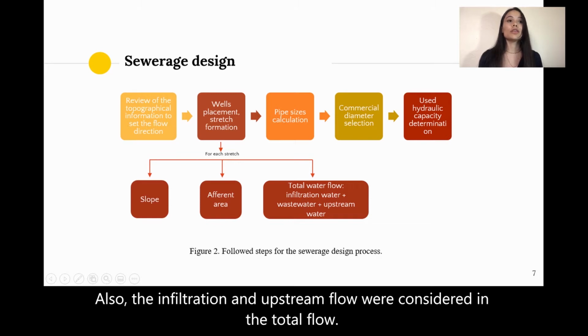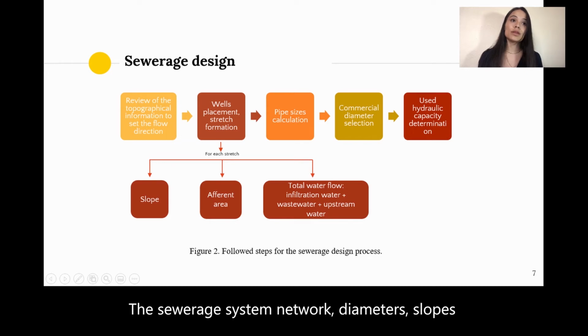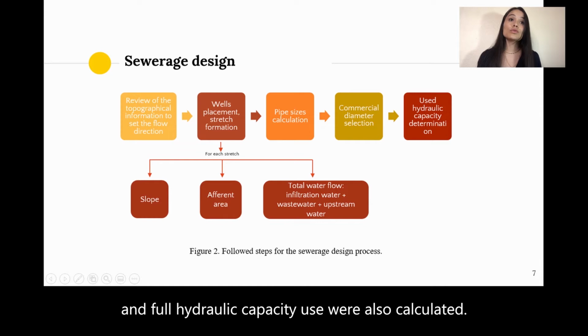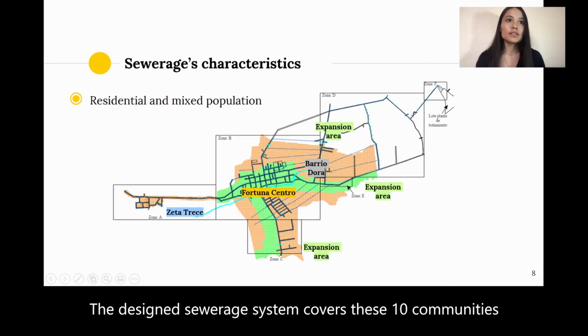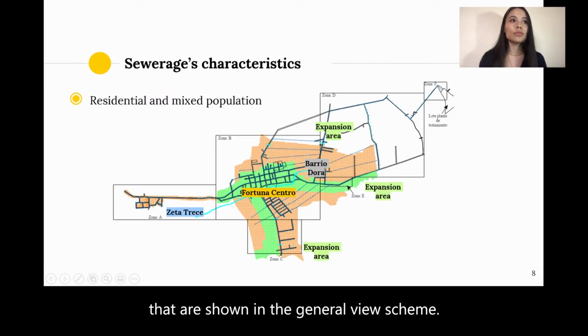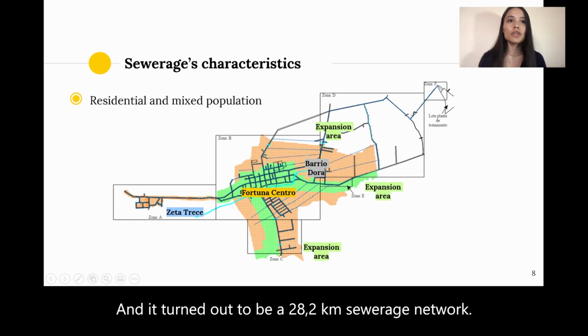Also, the infiltration and upstream flow were considered in the total flow. The sewerage system network diameters, slopes, and full hydraulic capacity used were also calculated. The design sewerage system covers these 10 communities that are shown in the general view scheme, and it turned out to be a 28.2 kilometer sewerage network.